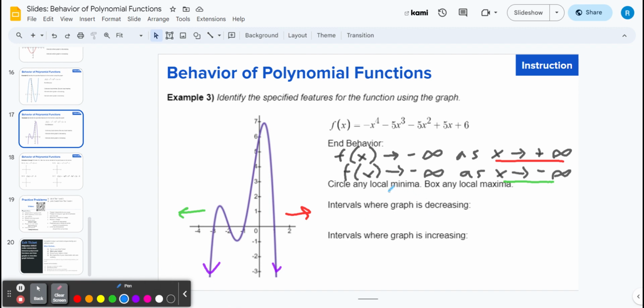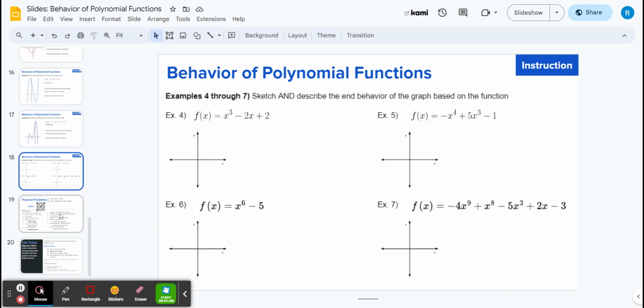So we're approaching negative infinity as x moves in either direction. Okay, then let's use our blue to circle any local minimum. We have one here. And box any local maximum. We have 2 of them. We have a max here, box that, and a max up here. And again, feel free to cross off the intervals where the graph is decreasing and increasing.